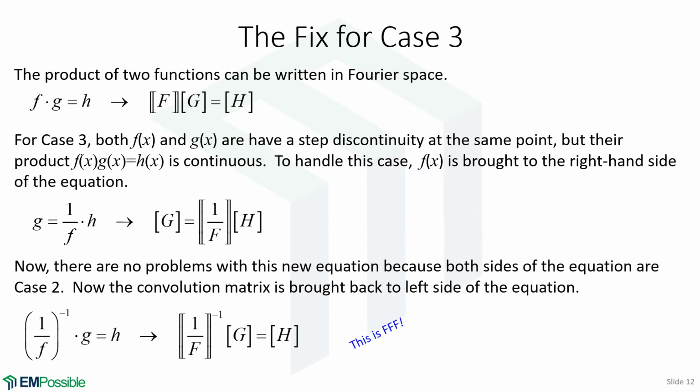Well, here's something neat we can do. Once we do that, now we can bring this reciprocal back over to multiply g. So we take the reciprocal of f, maybe we'll construct a convolution matrix of it, then take the reciprocal again. So we do this sort of weird double reciprocal thing, and we have fixed our convergence problems. And so this weird double reciprocal thing, which I like to call, that is fast Fourier factorization. And it works really well.